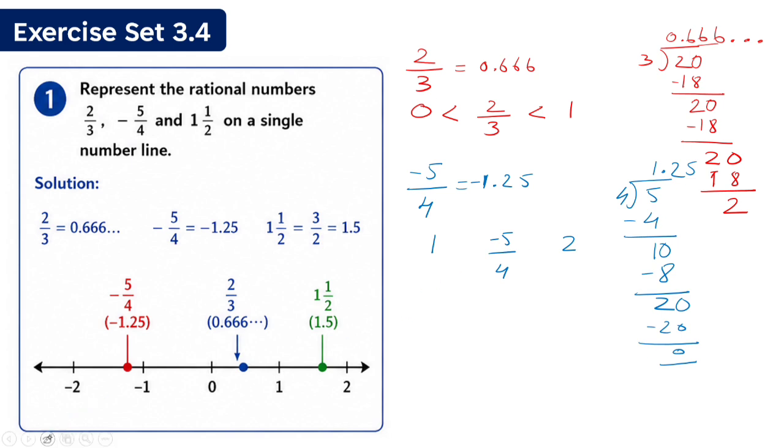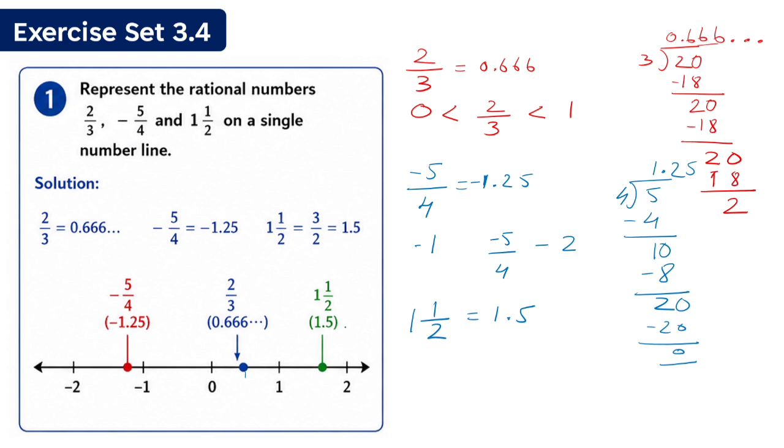The next thing is going to be the fraction 1 1/2. So this is a mixed number by itself. While you look at it, it is 1 whole and a half, so it's 1.5. So on the number line, you can plot these values. 0.666 is a positive decimal, so it's somewhere beyond 0.5.